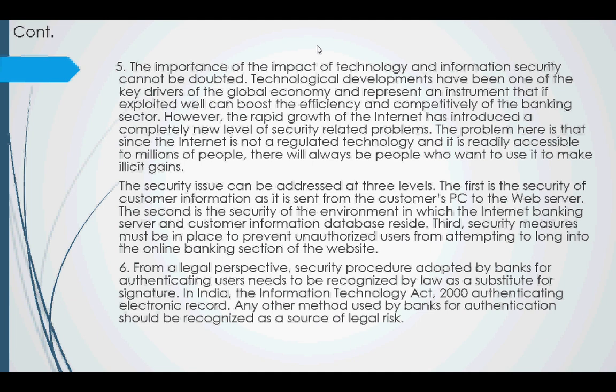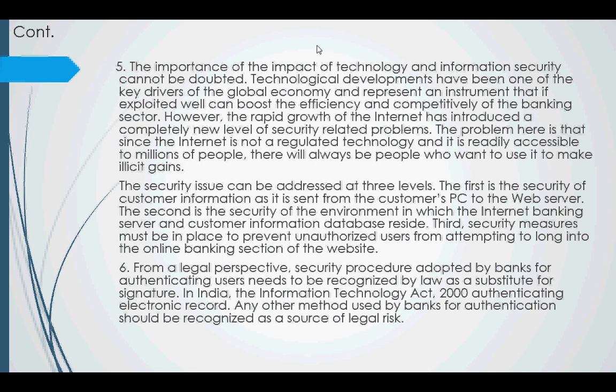The security issue can be addressed at three levels. The first is the security of customers' information as it is sent from the customer's PC to the web server. The second is the security of the environment in which the internet server and customer information database reside. Third, security measures must be in place to prevent unauthorized users from attempting to log into the online banking section of the website.